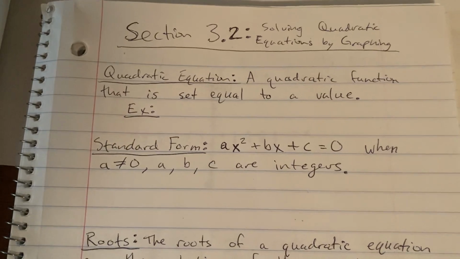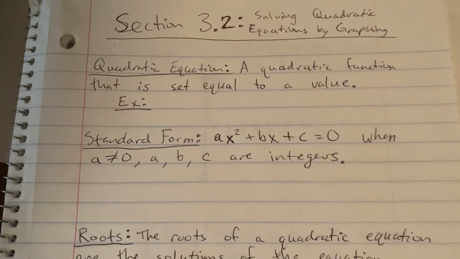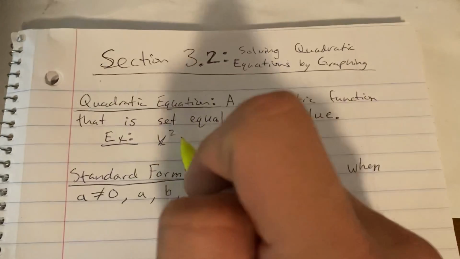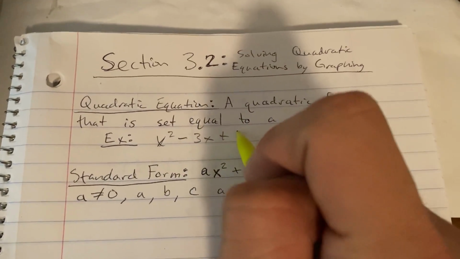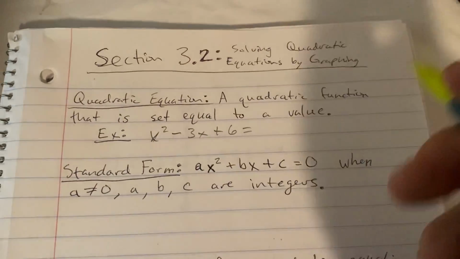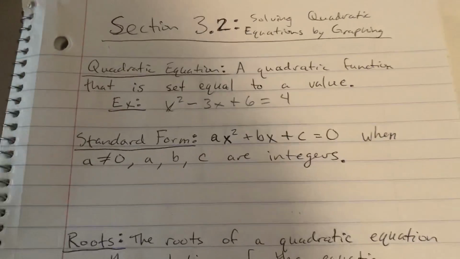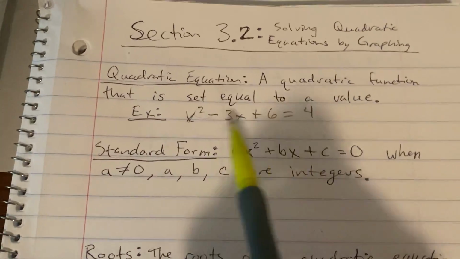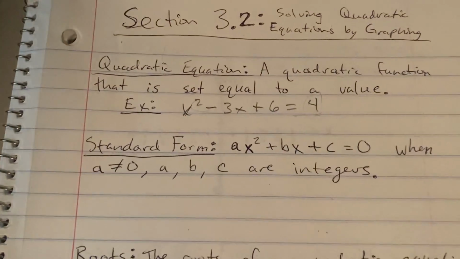A quadratic equation is a quadratic function that is set equal to a value. An example of this might be x squared minus 3x plus 6 equals 4. As you can see here, we have a quadratic function, or a quadratic equation, set equal to a value.